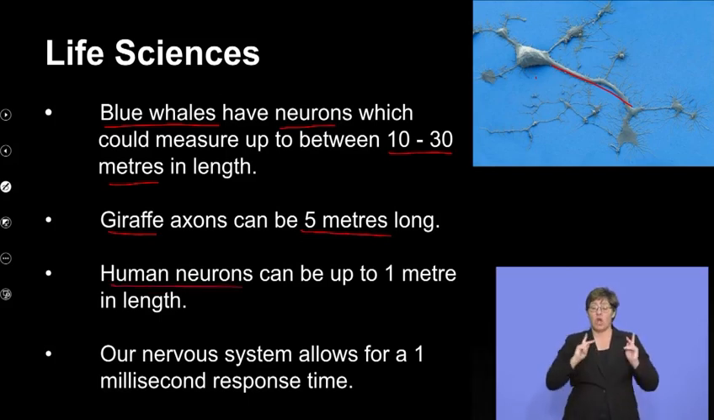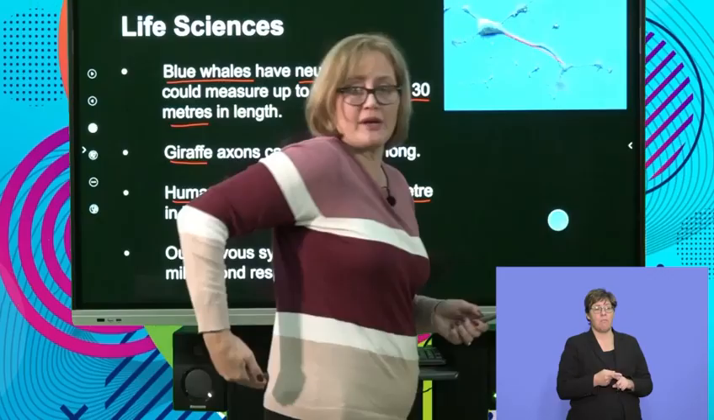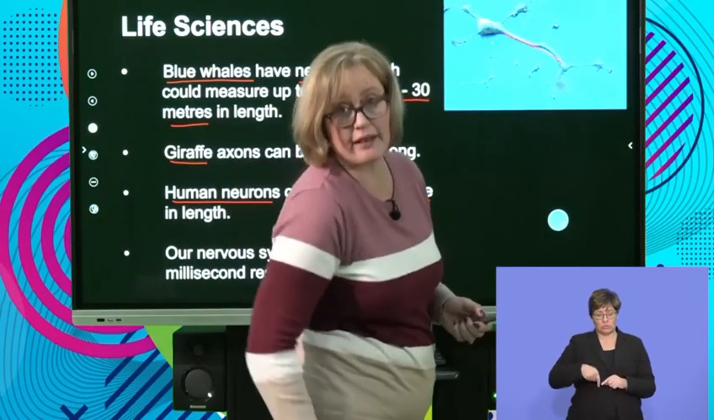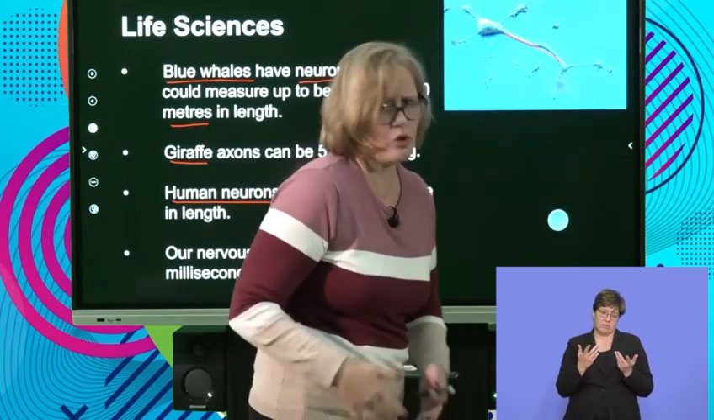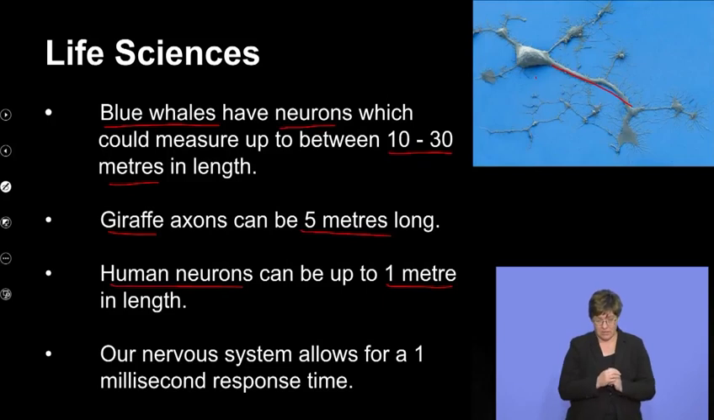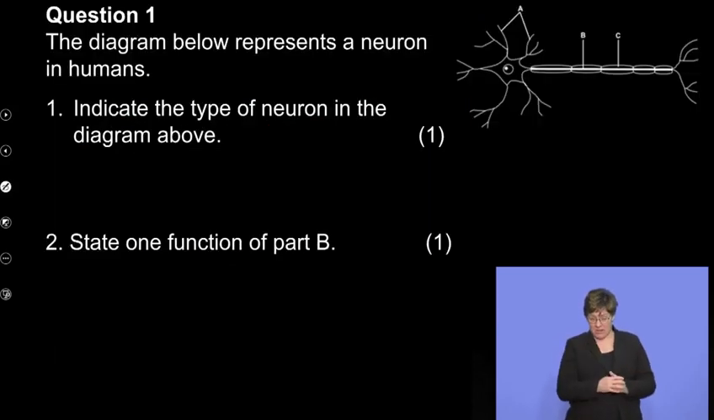Human neurons, it depends on how tall you are, but basically from your hip down to your leg can be 1 meter long. But if you're short, your axon won't be that long, right? Our nervous system allows for a 1 millisecond response time. People, that is extremely fast, right? So immediately you will have a reaction if there's pain or something threatening you. Right, let's look at some questions.